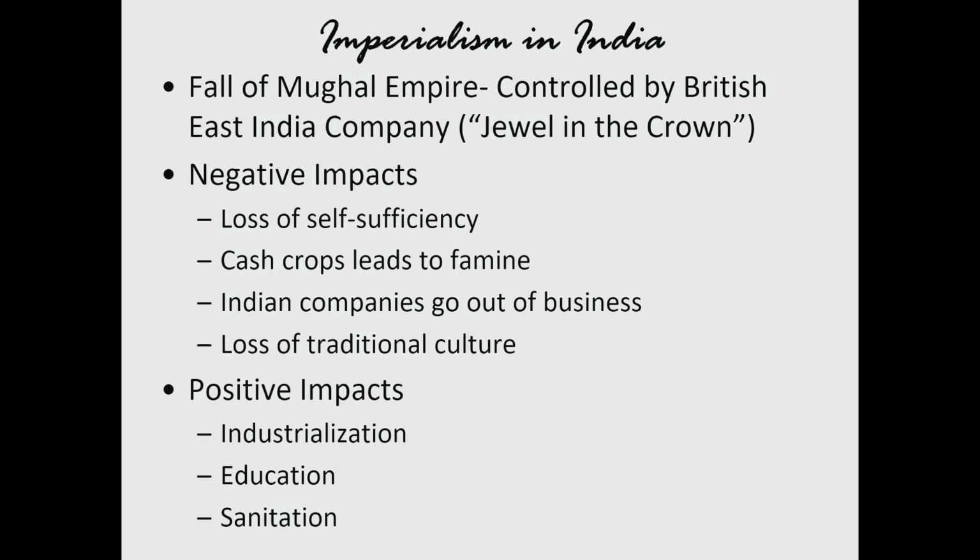Remember, we spoke of the Mughal Empire and the Southern Indian Empire, which were very powerful at the beginning of the class. Cash crops are being planted, so farmers can no longer plant crops that actually feed their families, and it leads to famine. Indian companies, the cottage system, they go out of business because Great Britain dominates their markets, and there is a loss of traditional Indian culture, including religion, way of life type of things.